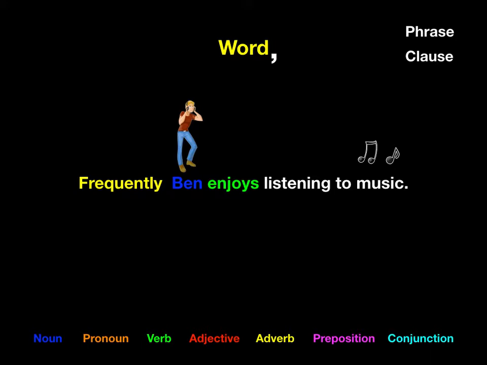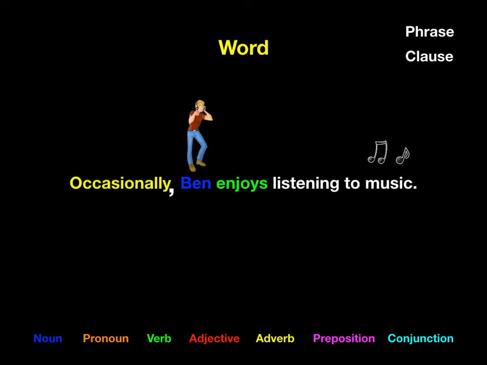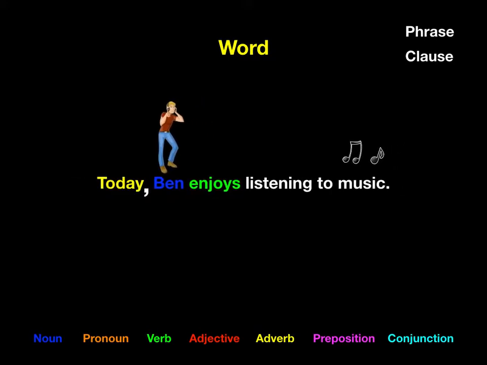When we have a word as an introductory element, we need to place a comma after it. Frequently, comma, Ben enjoys listening to music. We could also have the following word. Occasionally, Ben enjoys listening to music. Again, we realize that this word is an introductory element because it ends in ly and is not modifying Ben. We might also have a word such as today. Since today denotes when Ben enjoys listening to music, today would be considered an adverb.